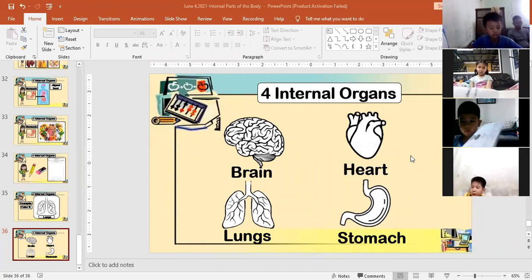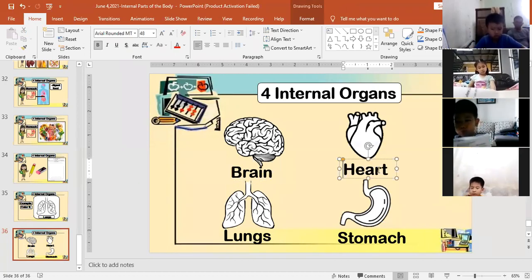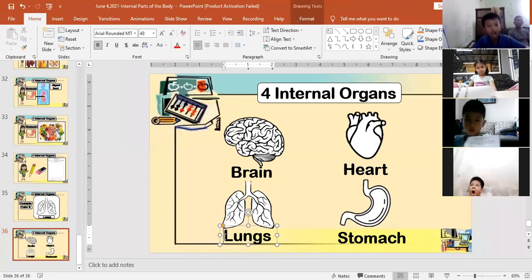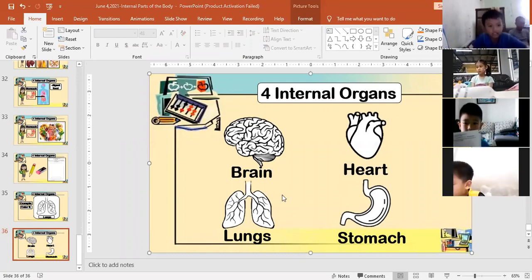Okay, since you are all finished, let's try to read once more. Everybody, let's read this one. Brain. Brain. How about this one? Heart. This one is, how do you read this one? Lungs. And how about this one? Stomach. These are internal organs. Where can you see this one? Inside or outside? Inside. Very good. How about eyes, nose, ear? Inside or outside? Outside. Very good.